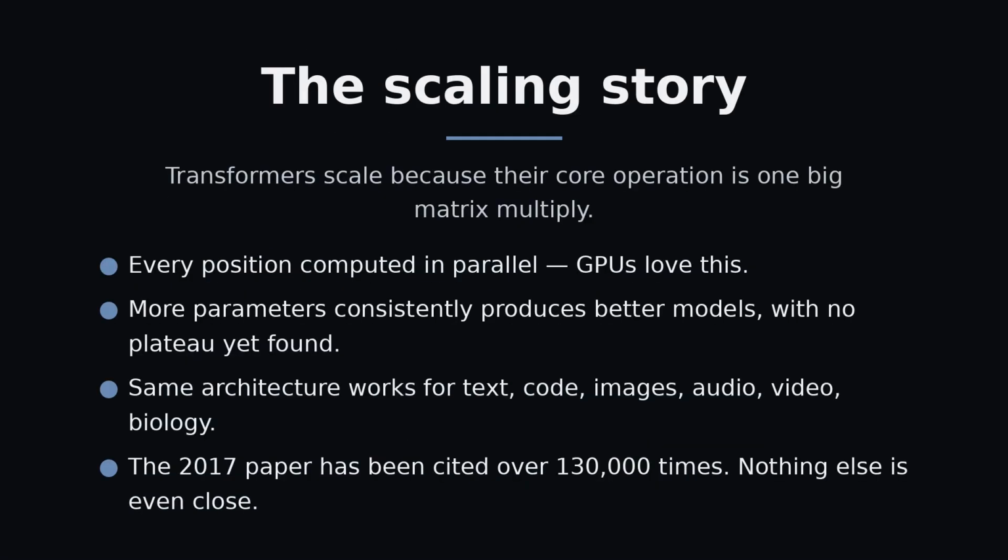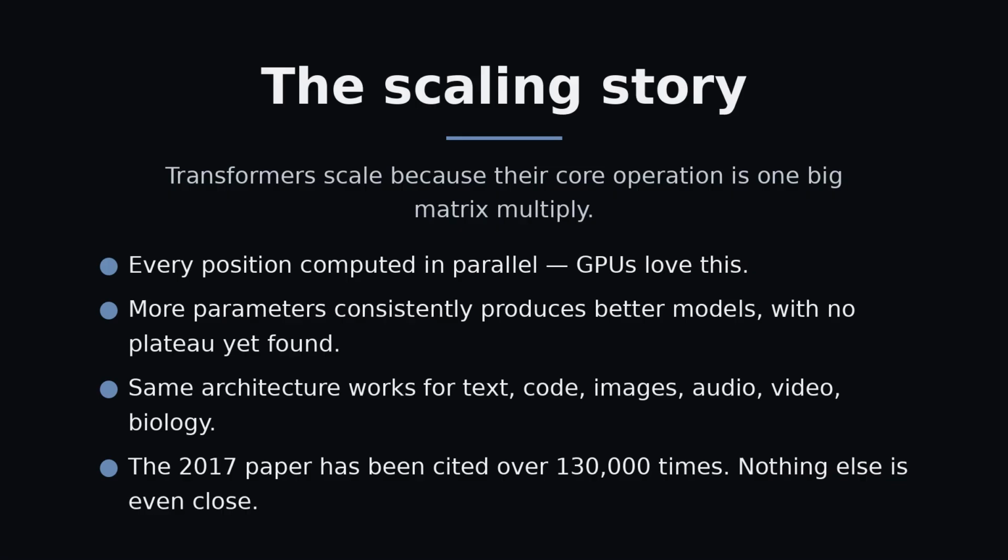The reason transformers took over is they scale. Every token's processing happens in parallel, which means a GPU can run a transformer at roughly the GPU's full throughput. RNNs couldn't. And when you scale a transformer by adding parameters, training data, and compute, it just keeps getting better.